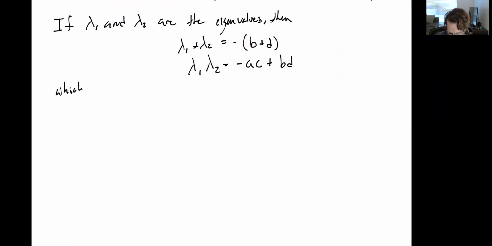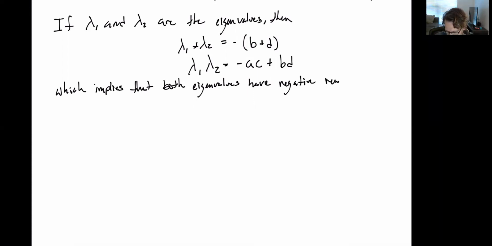Okay, so this implies that both eigenvalues have negative real parts if and only if B plus D and BD minus AC are positive.